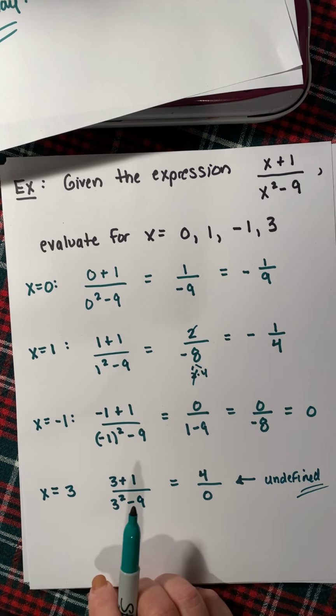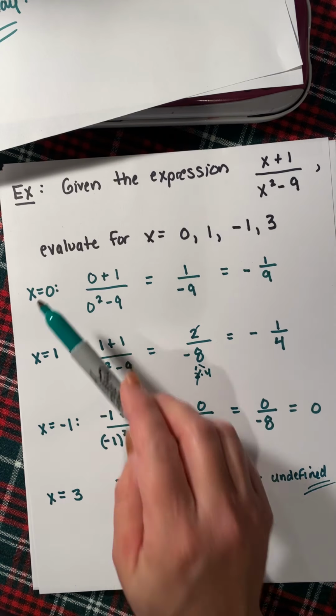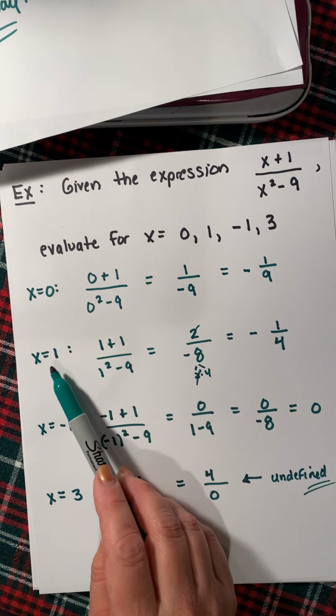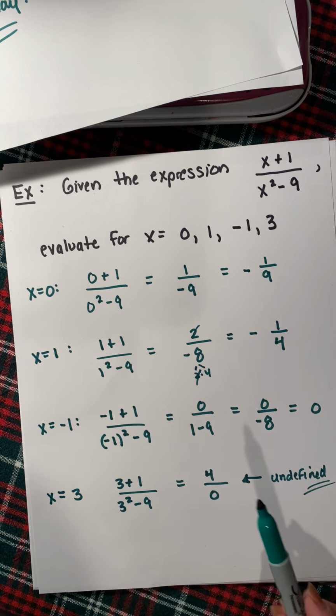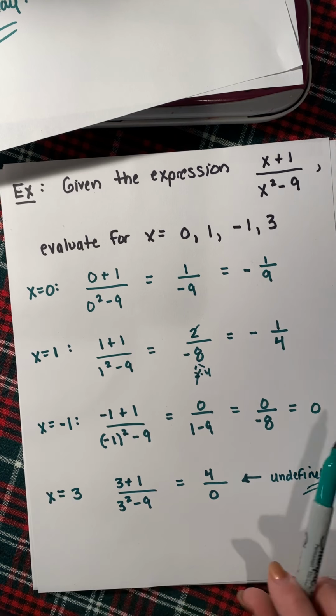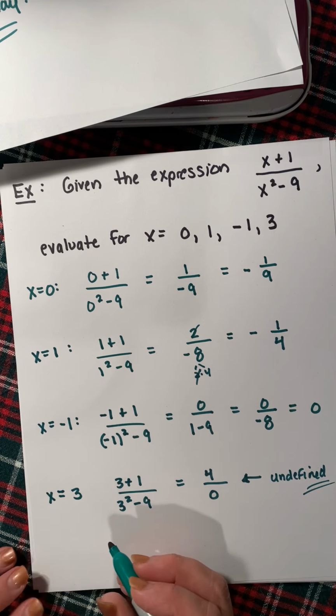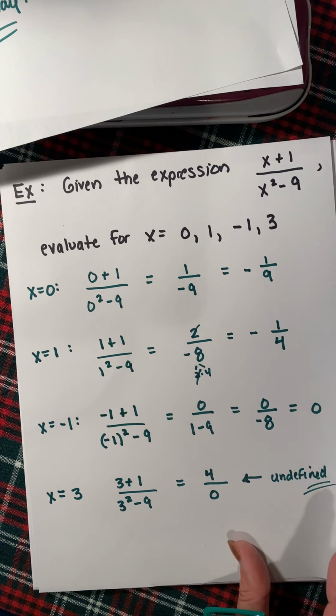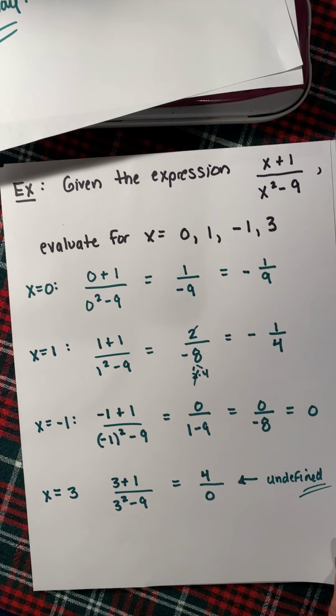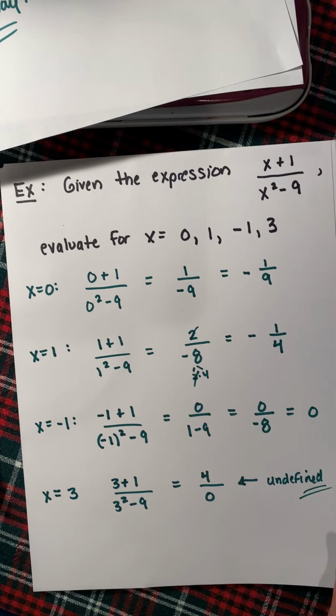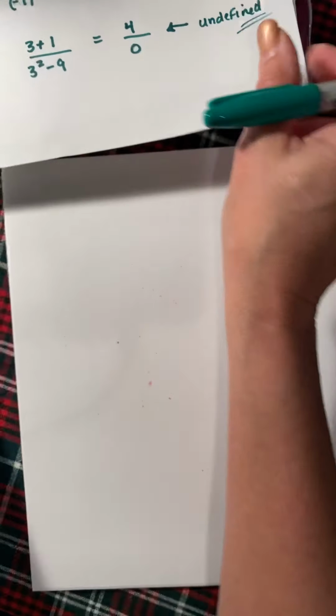So when we have a situation like this where we have a number, notice 0 went nicely and it gave us an output. 1 went nicely in, it gave us the output negative 1/4. When we put negative 1 in, we got the output 0. But when we put 3 in, we got something that didn't work. It was undefined. We're not allowed to put 3 into this expression. So note, we call 3 a restricted value for this expression. We are not allowed to put 3 in it because it does not produce an output.